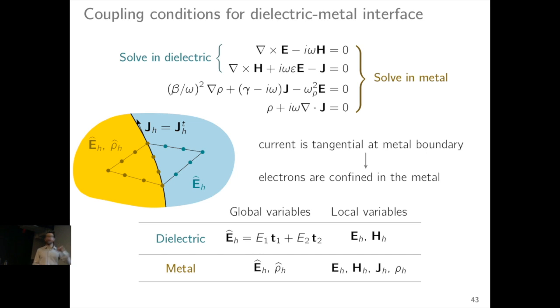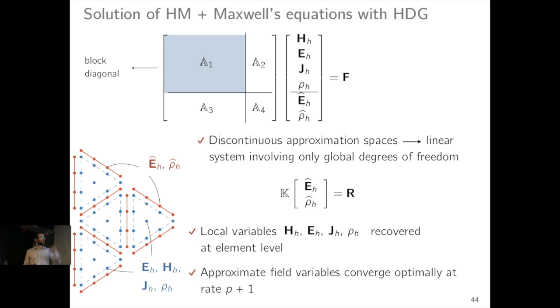And in terms of local variables, now we have 10 components: 3 for the electric field, 3 for the magnetic field, 3 for the electric current, and 1 for the induced electron density. If we now pursue an HDG discretization, we end up with this larger linear system, but again, thanks to the decoupling between local and global degrees of freedom, we can reduce this system to the one that only involves the E hat and rho hat degrees of freedom. This is the system that we solve using a direct method, for instance, and once we have this E hat and rho hat defined on the global faces, we can recover the local variables at the element level very efficiently. And again, we showed in the thesis that all the variables converge optimally at the rate p plus 1, where p is the approximation order of the space.